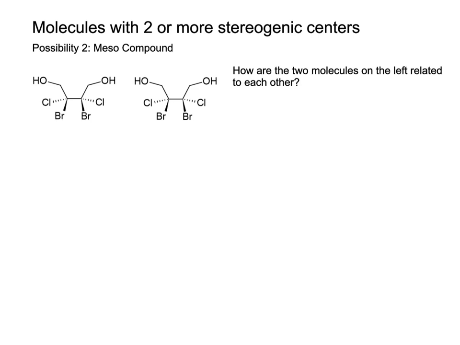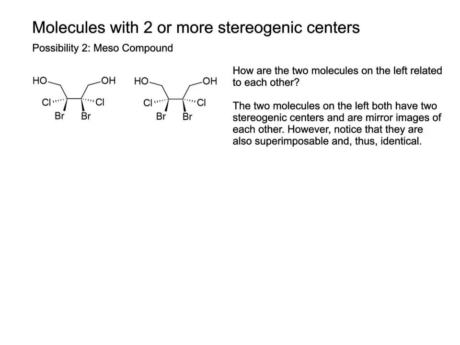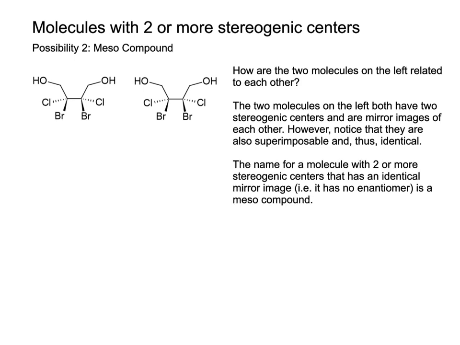So, one might look at this at first glance and be like, oh, they're mirror images. They must be enantiomers. However, if you look carefully, I literally drew the same exact molecule on the left and on the right. They are also mirror images, which actually means that they are superimposable mirror images. That means they're identical, not enantiomers. The name for a molecule with two or more stereogenic centers that has an identical mirror image, that is, it has no enantiomer, is a meso compound.